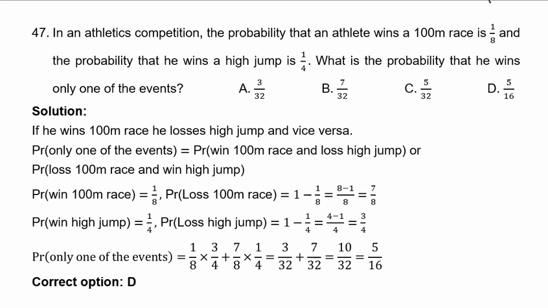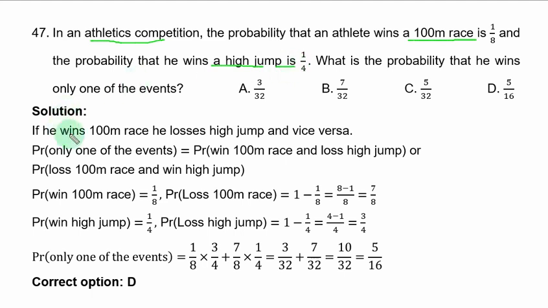Question 47. In an athletics competition, the probability that an athlete wins 100-meter race is 1 over 8, and the probability that he wins a high jump is 1 over 4. What is the probability that he wins only one of the events?